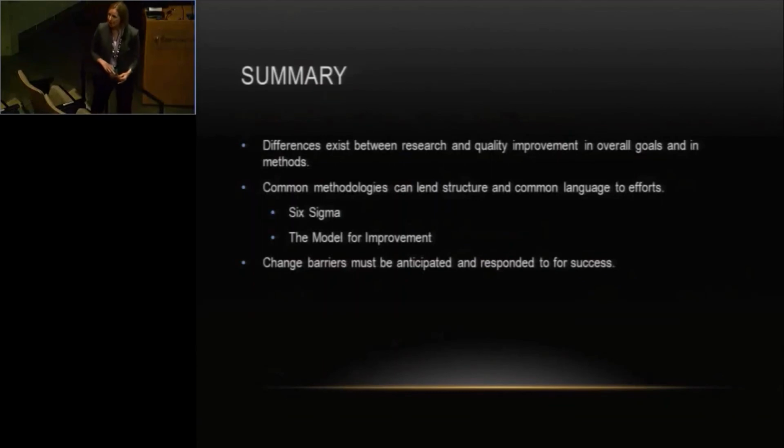So basically, I think that we hit these points. The difference between research and quality improvement, a couple of methodologies, PDSA and DMAIC or Six Sigma, and then change and how you can overcome barriers to change, and a good example of what we have done. So, any questions, comments?